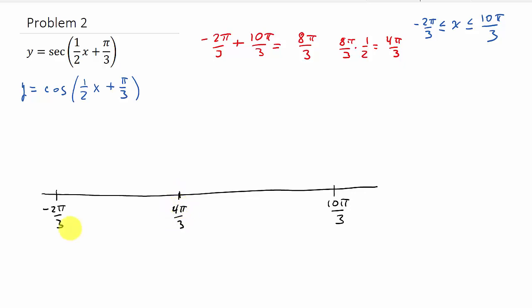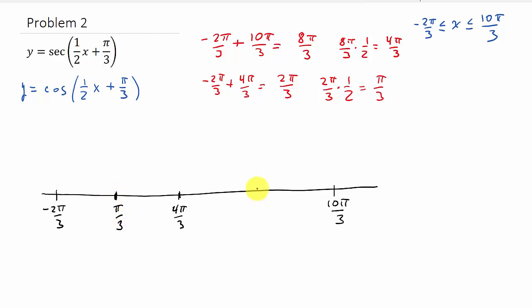And then we need the midpoint between negative 2 pi over 3 and 4 pi over 3. So negative 2 pi over 3 plus 4 pi over 3, that's going to be 2 pi over 3. And then we half that. So 2 pi over 3 times a half. Well, the 2's cancel. So I'm just left with pi over 3. So the midpoint here would be pi over 3.